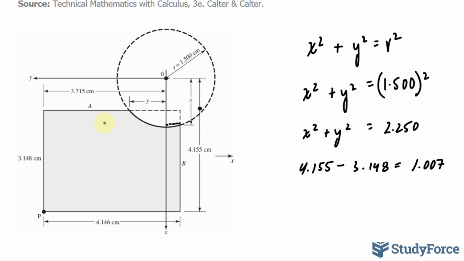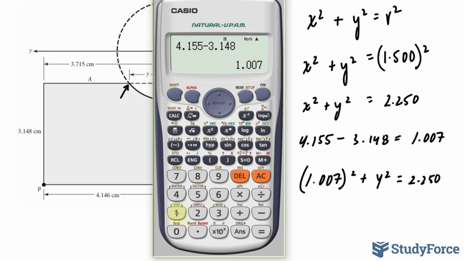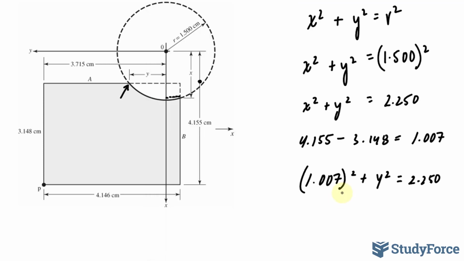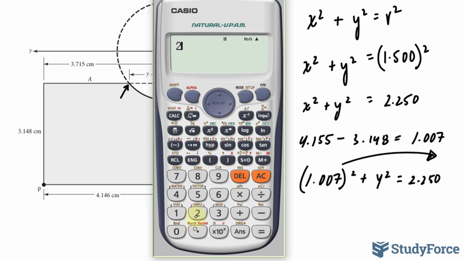How do we find out the corresponding y value for, let's say, this or even this? How do we do that? Well, we can substitute this back into the equation that we just created. 1.007 squared plus y squared is equal to 2.250. And let's solve for y. Let's find out what this is equal to. Square that, and then subtract it from 2.250. Think of it this way. We're pulling it over to the other side to solve for y. So this number, subtracted from this number, gives us 1.235.